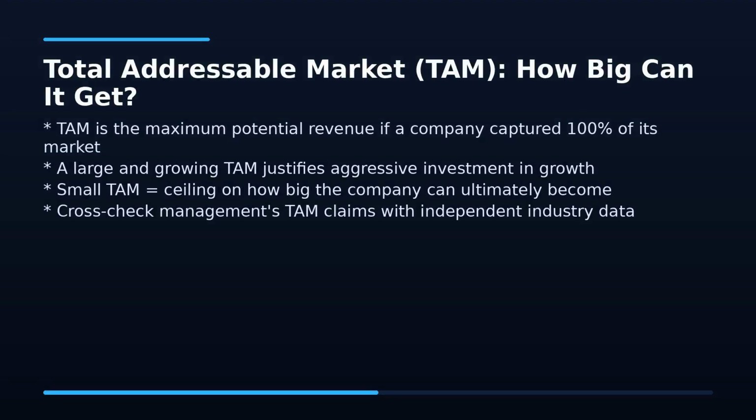Total addressable market defines the ceiling for a company's growth. A business with a $5 billion TAM can never become a $50 billion revenue company. Great growth stocks typically operate in massive, growing markets.